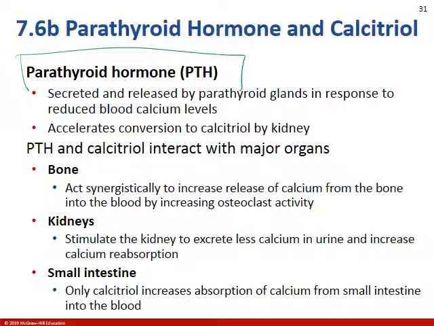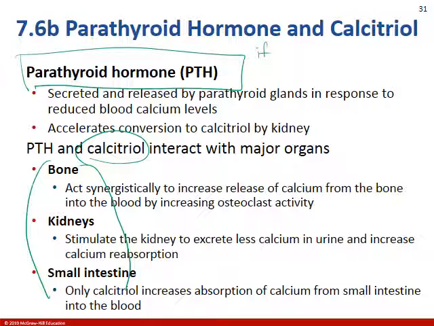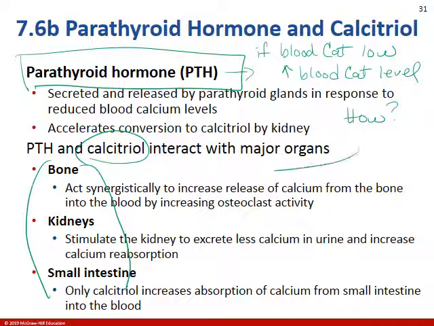Be able to tell me what parathyroid hormone does. What does it tell all of these organs along with the calcitriol helper? But what does parathyroid hormone do? If your blood calcium is low, parathyroid hormone is going to do what? It's going to increase your blood calcium level. How? Explain what's happening in these different organs.